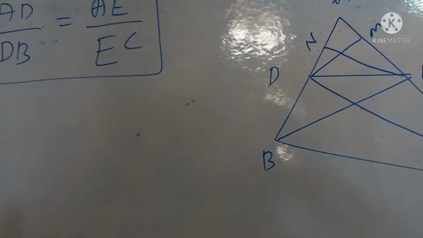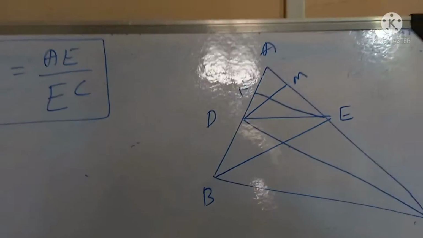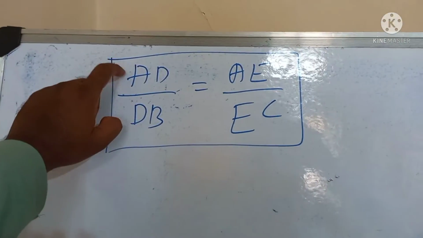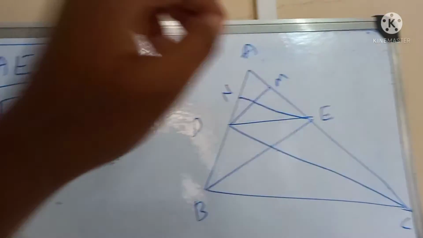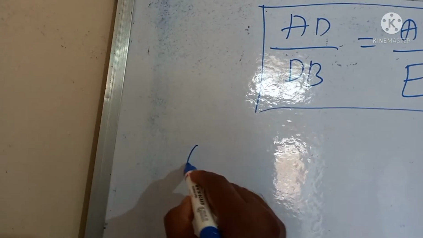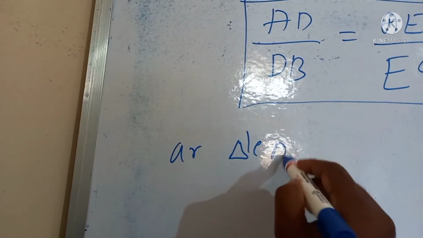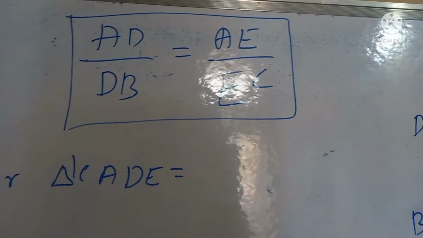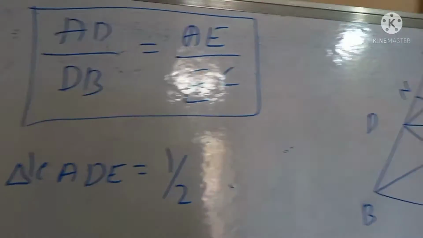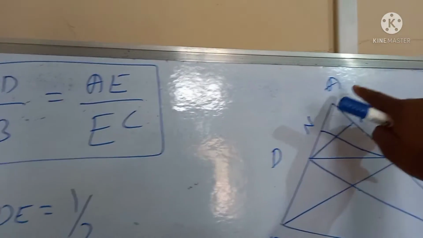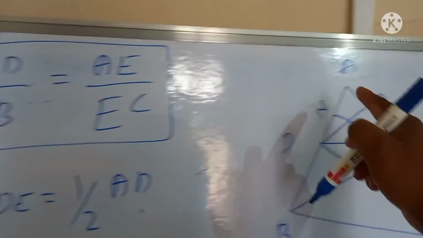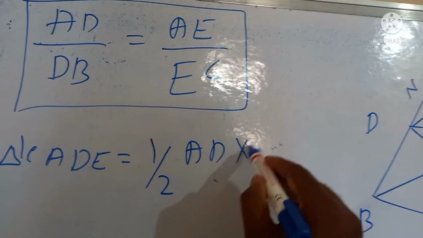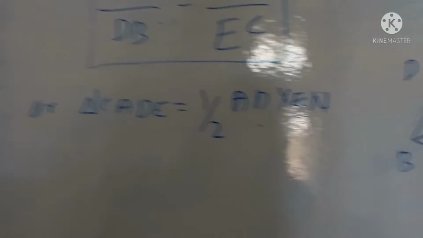Now we have to find out the area of triangle ADE. Here the base is AD, that's why I choose the triangle ADE. Okay. Area of triangle ADE is equal to half into base into height. That is, base is AD and EN is the height. Clear?